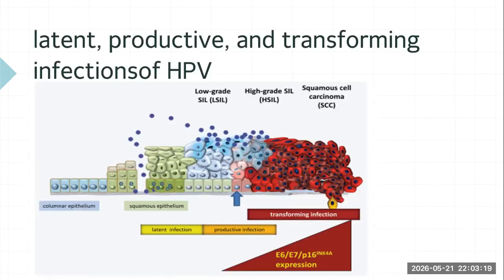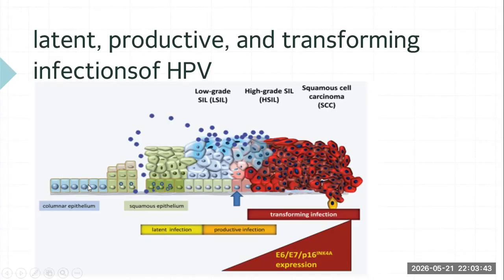So, as I told, HPV infection doesn't mean that the patient is going to develop cervical cancer or CIN2 or 3. It means that the patient has a latent infection, and nothing may happen. Many infections are latent in the body, and then it can become a productive and transforming infection.